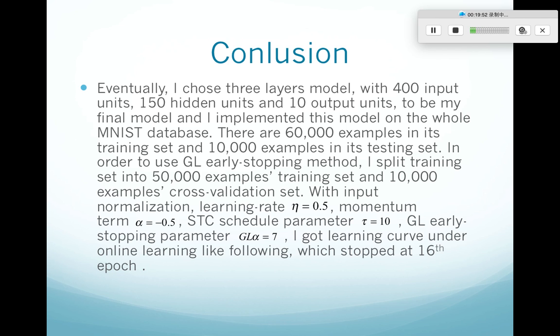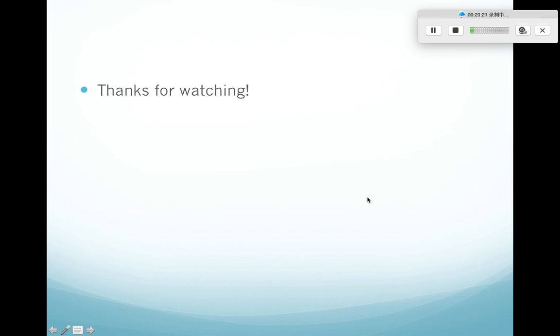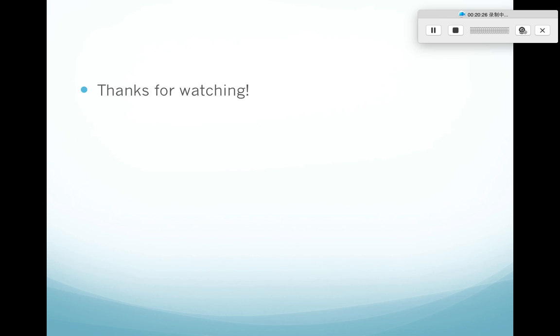0.5, momentum term alpha equals minus 0.5, STC schedule parameter tau equals 10, GL early stopping parameter GL alpha equals 7. I got the learning curve under online learning like the following, which stopped at the 16th epoch. So this graph is the final learning curve training on the MNIST database. Thanks for watching.